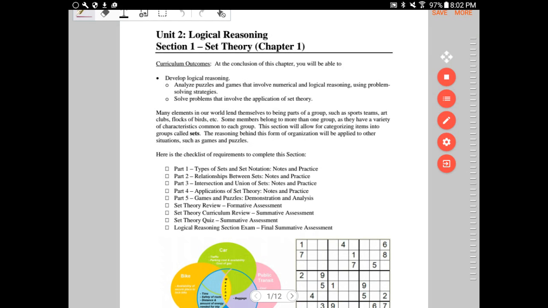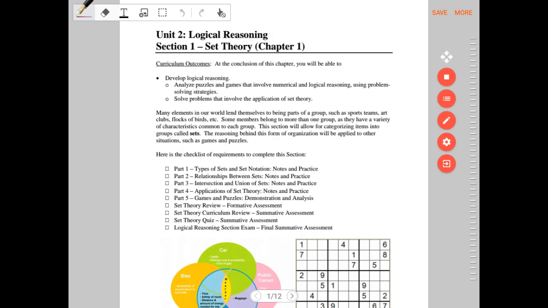Welcome to Unit 2, Logical Reasoning. This is Section 1, Set Theory, Chapter 1. At the conclusion of this chapter, you will be able to develop logical reasoning by analyzing puzzles and games that involve numerical and logical reasoning using problem-solving strategies, as well as solve problems that involve the application of set theory.